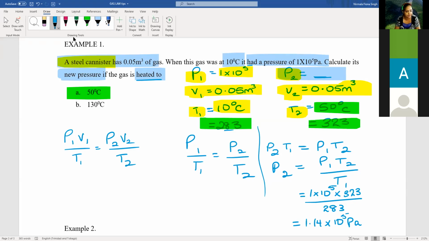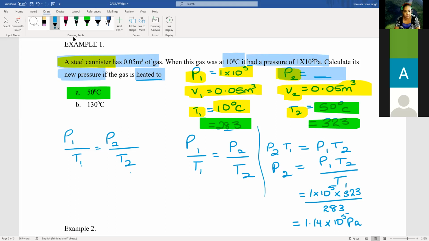So what we have is P1 V1 over T1 is equal to P2 V2 over T2. We said that the volume is constant in this question, so make life easy and just take it out. Rewrite it and take it out since V is constant, and you're going to end up with P1 over T1 is equal to P2 over T2. I manipulate this formula to make P2 the subject of the formula, and I'm going to get P1 T2 over T1 is equal to my new pressure.